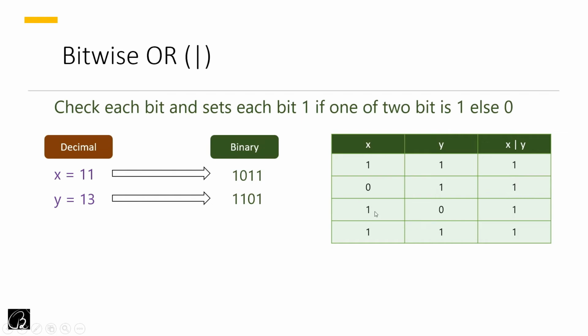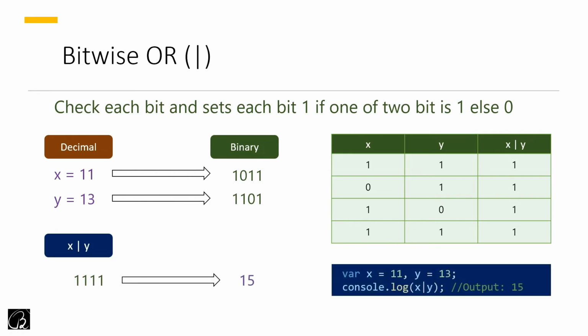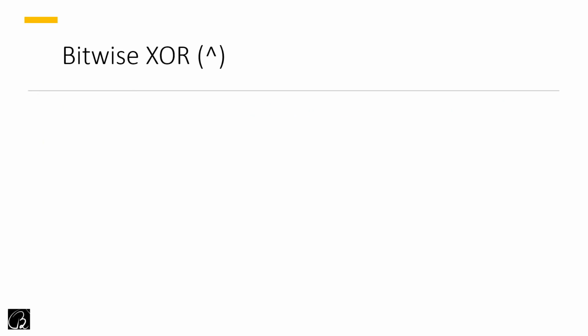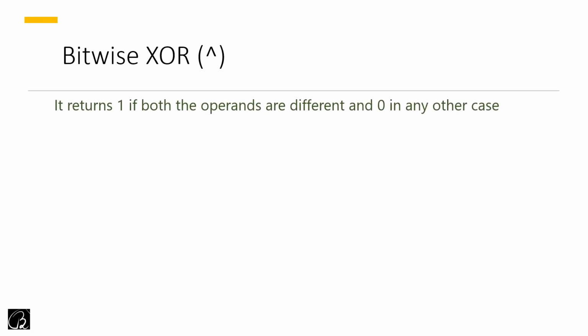In the third row also it would be the same. For x we are getting 1, so definitely it would be 1. And for the last row again both are 1, definitely it would be 1. So all are 1. So now if we convert this 1111 in decimal, we will get 15. So that is the output of bitwise OR. Like 11 bitwise OR 13 would be 15. So next we have bitwise XOR, that is the caret symbol. So it says if both operands are different, then we will get 1, otherwise 0. So here operands are nothing but the values, or I would say bits, where this operator will work.